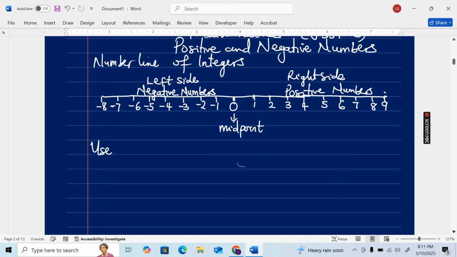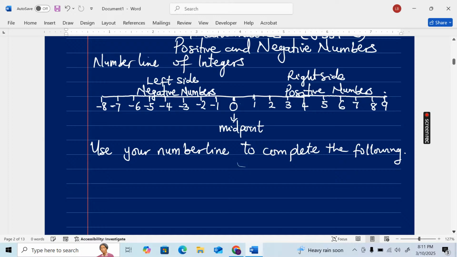All right, so let's use the number line. Use your number line to complete the following. Now we're going to do addition first so that you will understand.